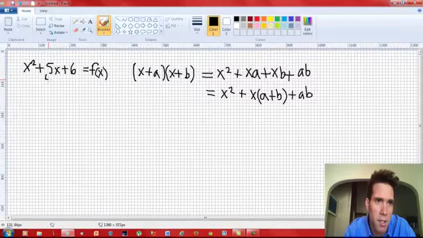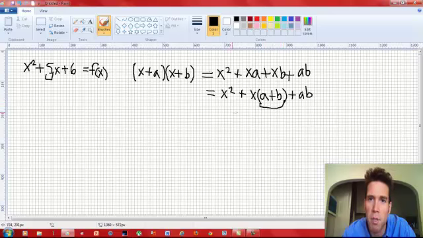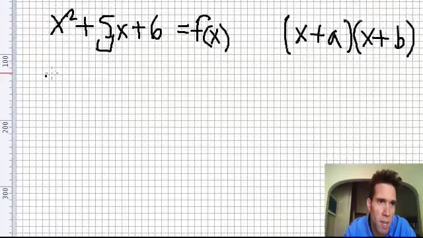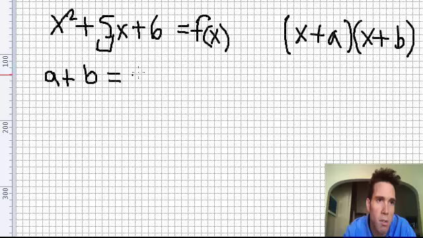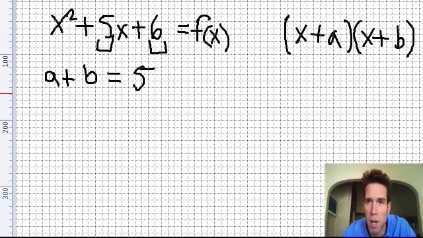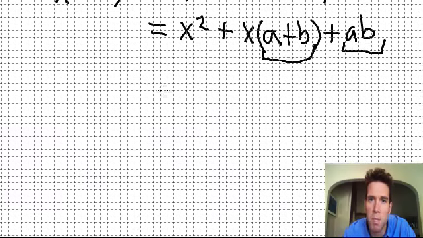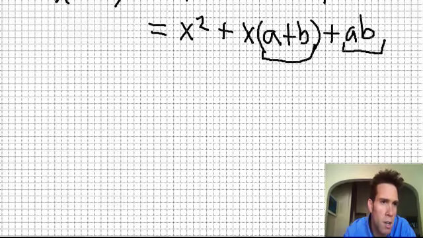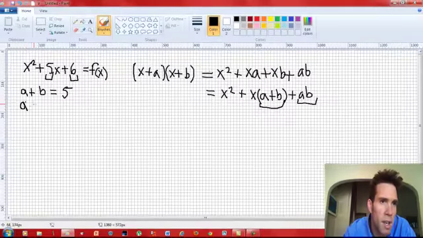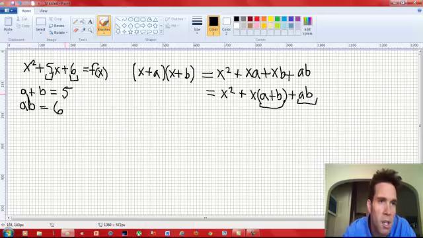Now, the terms that correspond, let's say this 5 right here corresponds to this a plus b. So we're going to go over here and just write a plus b equals 5. And this term right here, the 6, corresponds to the a times b over here. So we will go over here and write a times b equals 6.